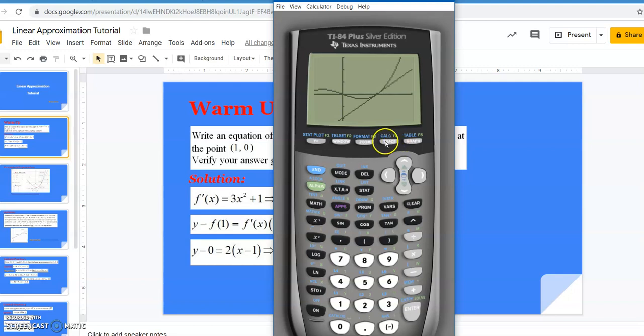Now we want to verify that the point of intersection of the tangent line and the graph, which is the point of tangency, actually corresponds to what was given in the question. So let's trace at 1 and see what the output gives us. And we see the y coordinate at the point of tangency is 0, which corresponds to the point of tangency in the question. Now let's go back to our slide.